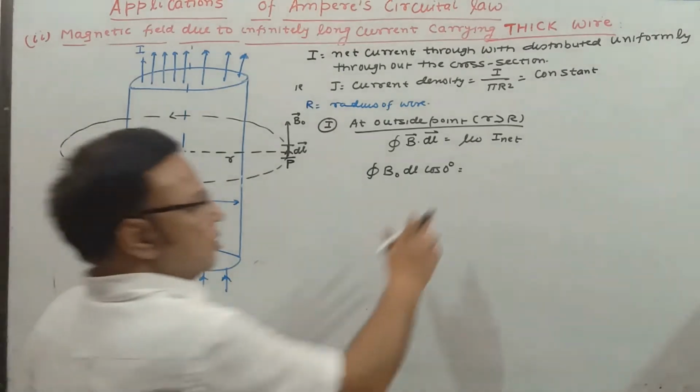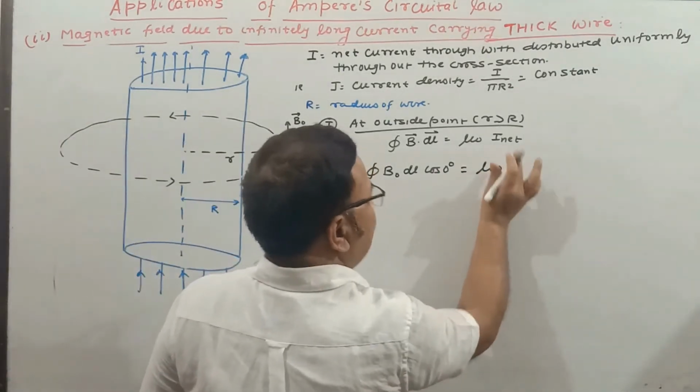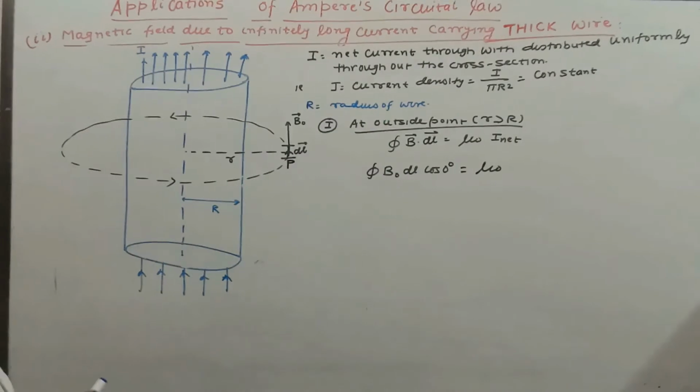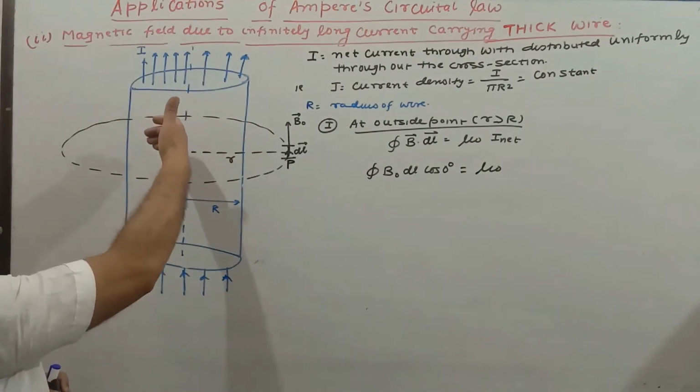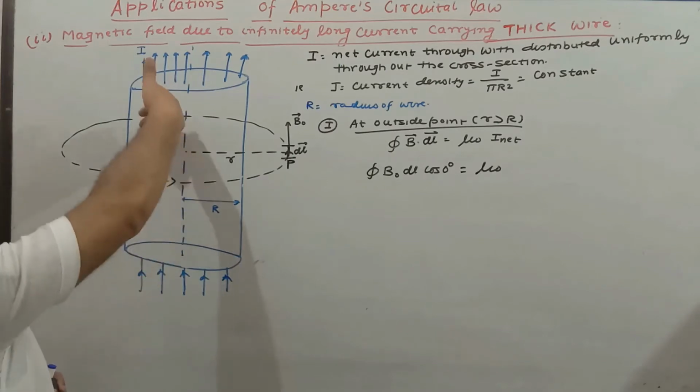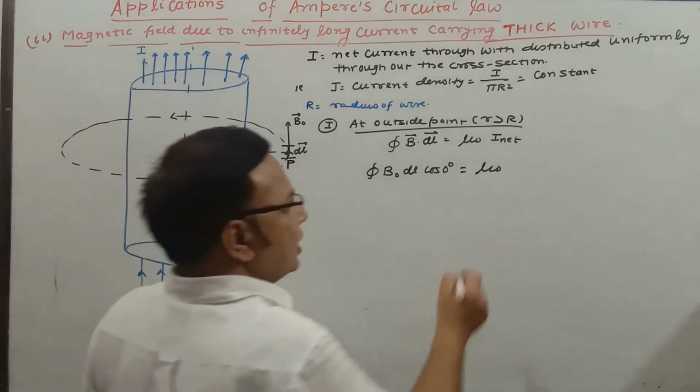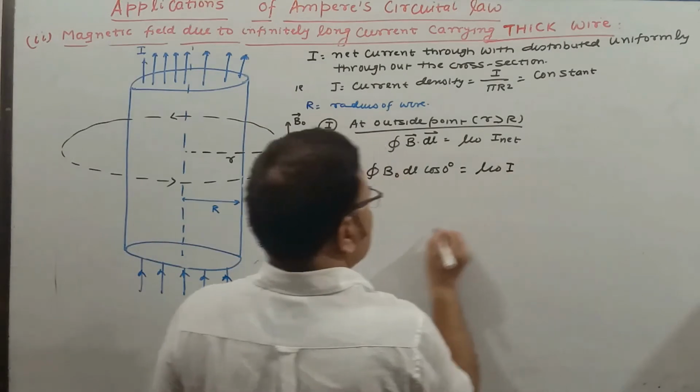Now mu naught we are directly copying down. I net: is it positive or negative? We are traversing along this, so the curl is along the traversal of the path. The thumb is in this direction, and in the same direction the current is there. So the current will be positive, and we are going to write plus I, or simply I.